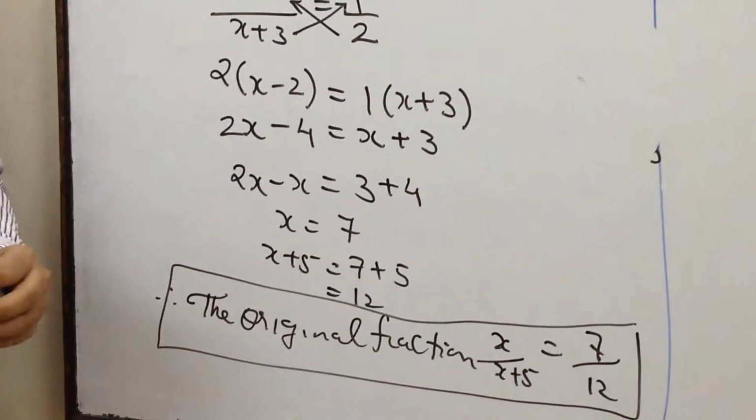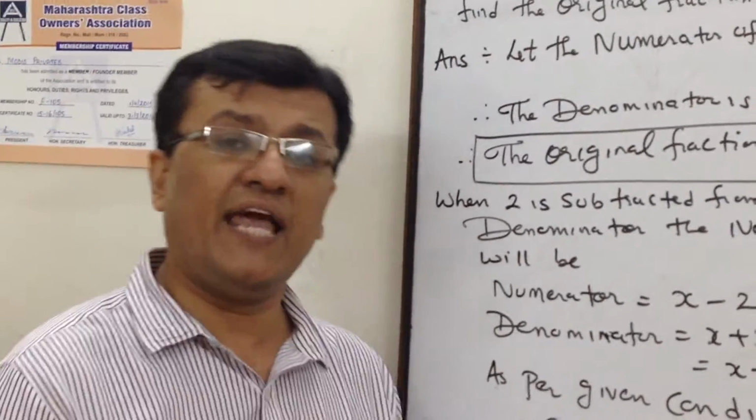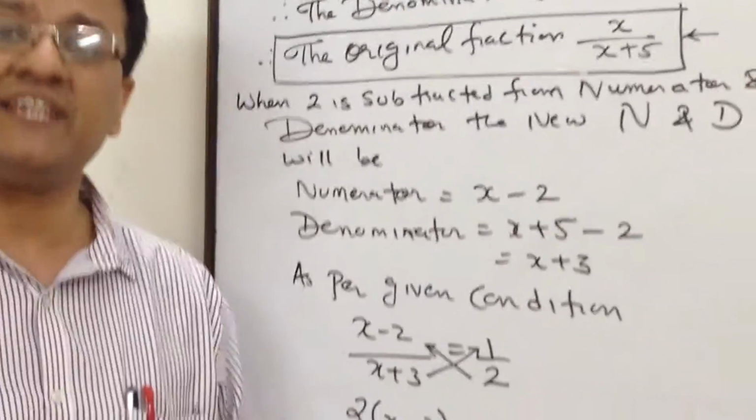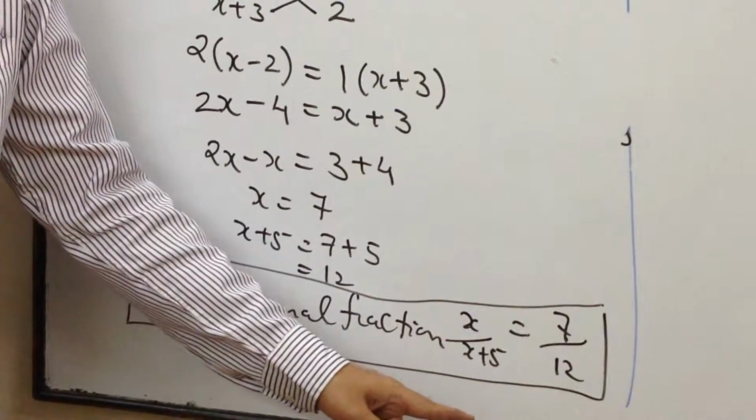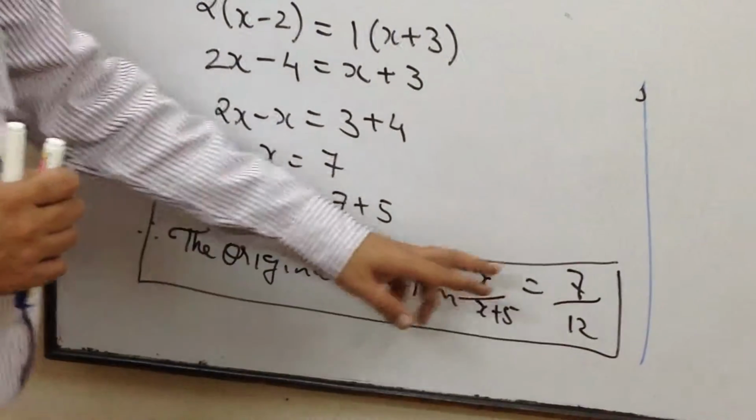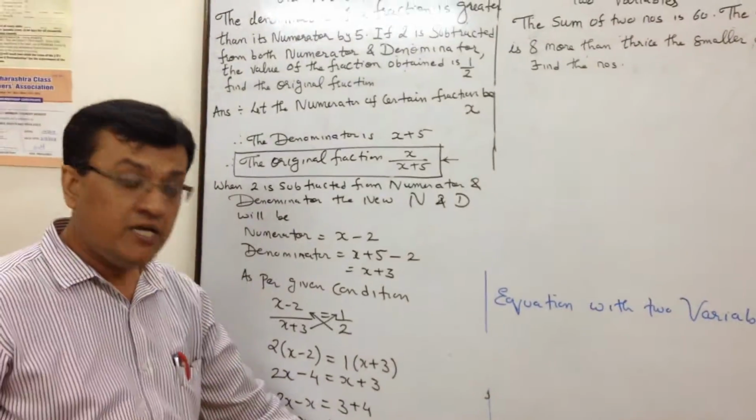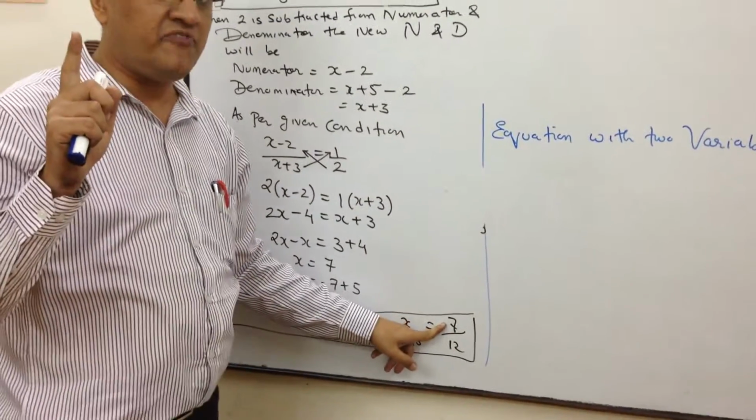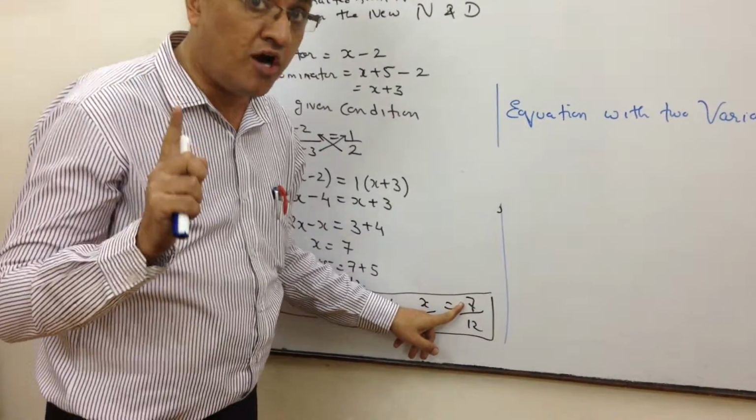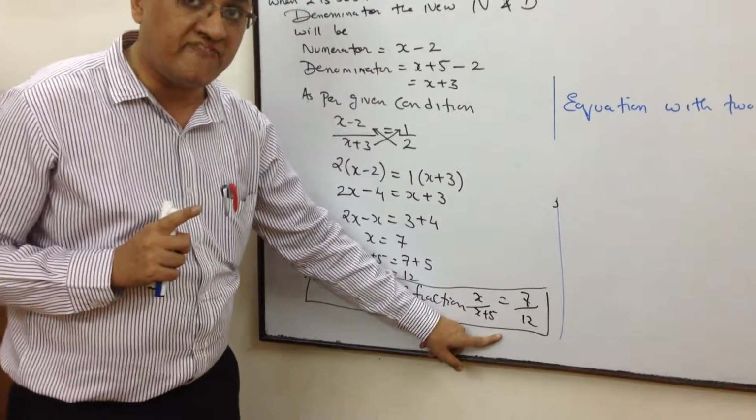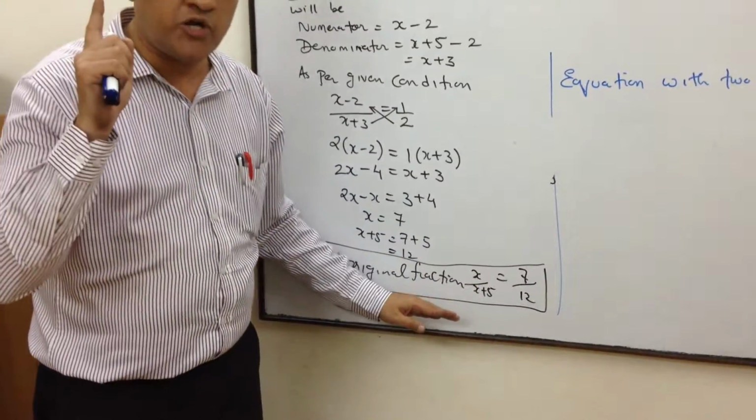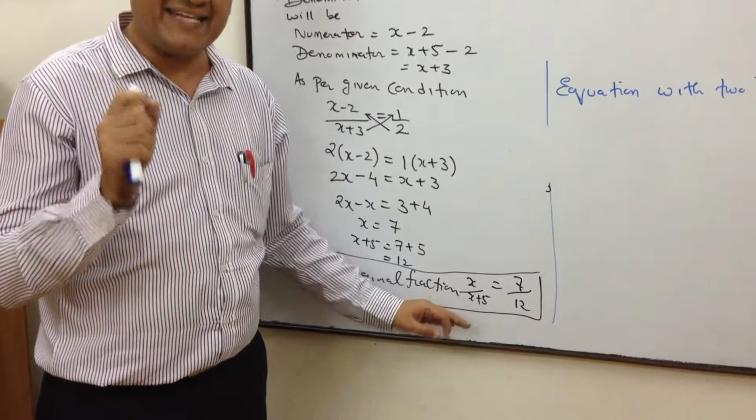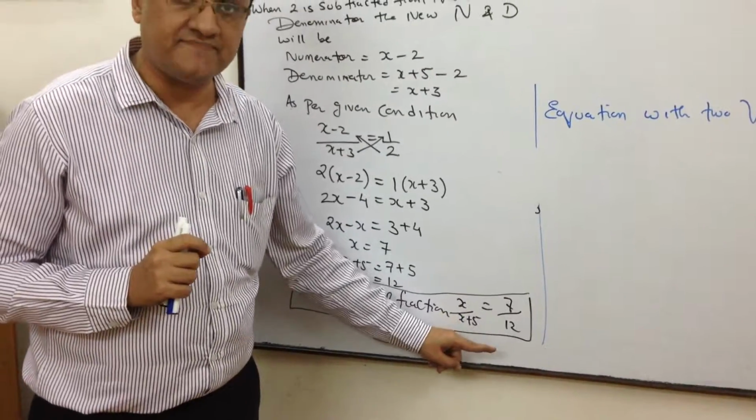Now students, I would like to cross check my answer, whether my answer is correct or not. Is 7 by 12 right or not? Let's put in one of the conditions and check. If I subtract, as per the sum, 2 from numerator and denominator. We have already got the answer 7 by 12. Mind you, our sum is over. Now whatever I am saying is only for your cross check, whether you obtained a correct answer or not.